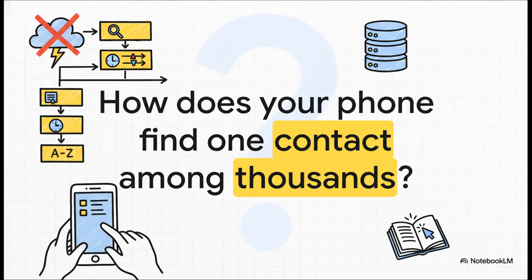I mean, really think about that for a second. You type maybe 2 or 3 letters, and bam, there's the name you're looking for, out of hundreds, maybe thousands of contacts. It seriously feels like magic, right? But it's not. It's just a really fast and organized system. The question is, how does the computer actually pull it off?